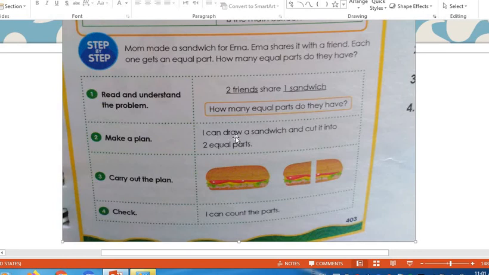Make a plan. I can draw a sandwich and cut it into two parts. Carry out the plan. I drew the whole sandwich and cut it into two parts here. Okay, check. I can count the parts here. This is checking my answer. It's very easy and interesting, guys.